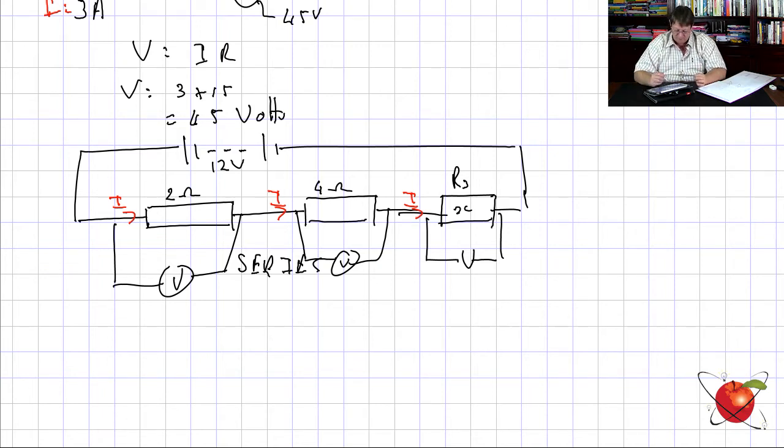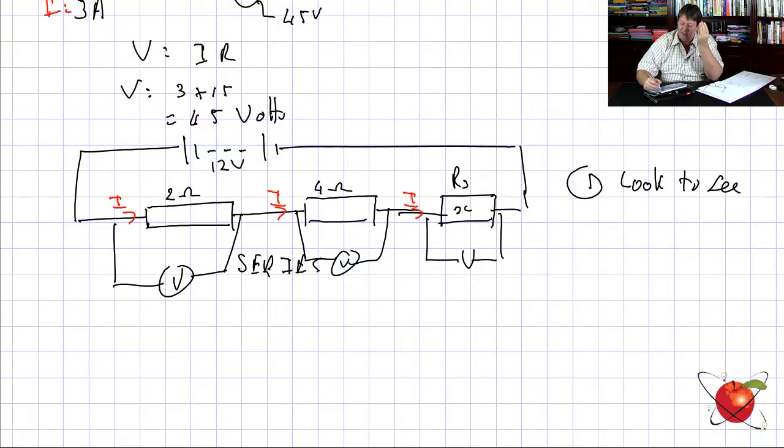What are we going to do? Well, first thing we say is these voltmeters here are going to read... oh, hang on, I don't have the total resistance. What do I know? Well, now we start the process of solving a circuit. What do we do when we're solving a circuit? Go to where you've got the most information. There's only three things you need. Firstly, step one: look to see if we have all the resistance in the circuit.